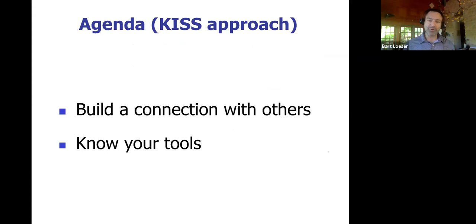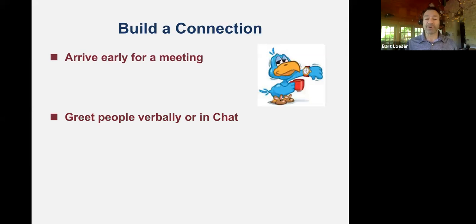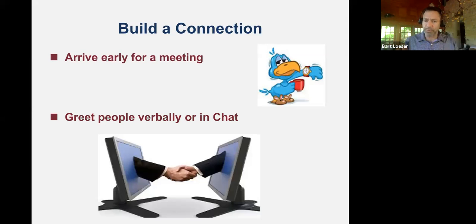And so I'm going to present two different areas: how to build a connection with others and the tools you need to know. This will just be a basic overview. In building a connection, it's important to arrive early for a meeting. Why do you arrive early? Because for one thing, there's always going to be some glitches in getting your computer ready and making sure you're prepared. You also want to make sure that you have a chance to meet and greet with people at the very beginning, to connect with them, which is a key element to all communication.